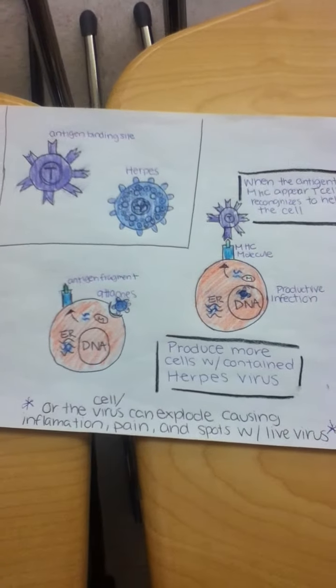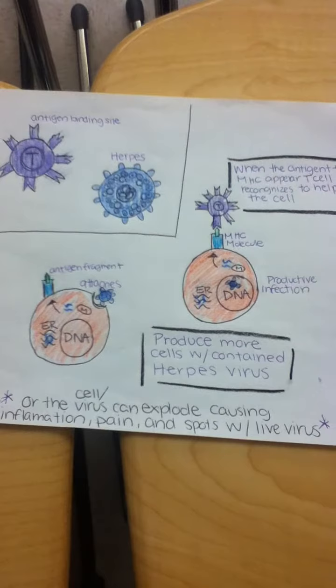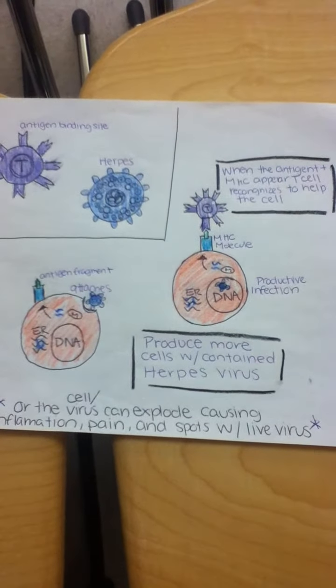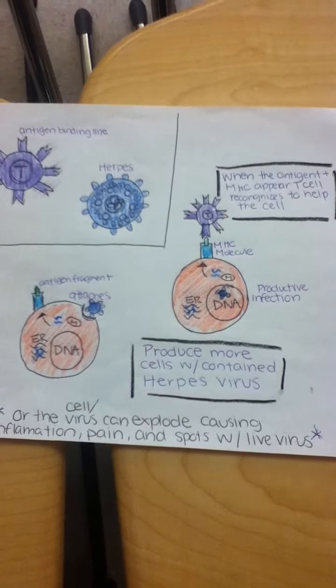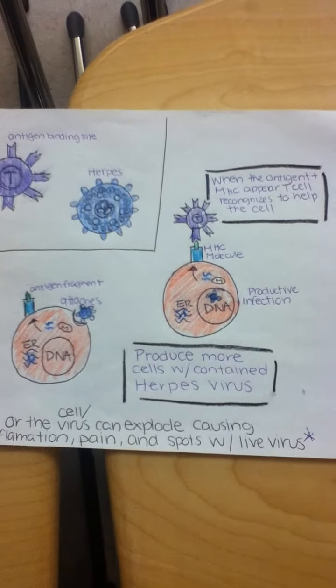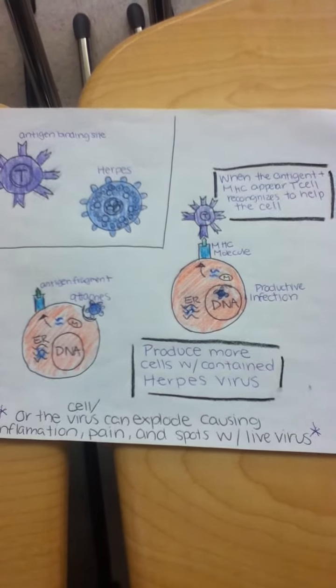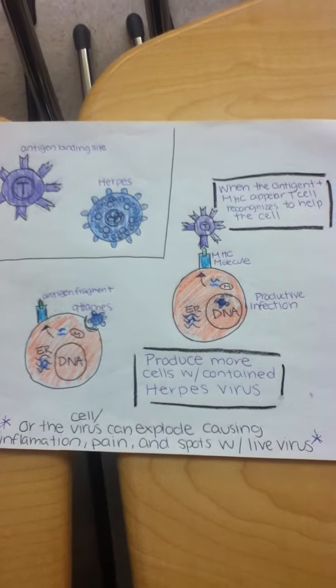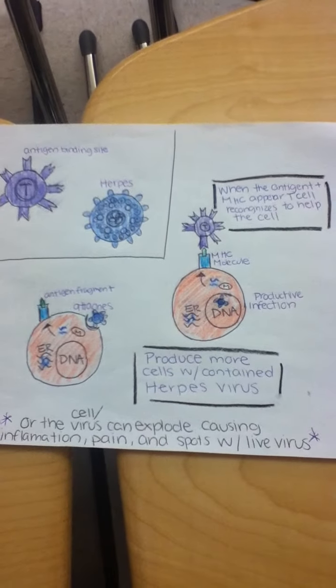T cells are used to immunize the cell that is infected with the herpes virus. The antigen and the MHC molecule appear to notify the T cell to help it. Then the herpes virus affects the cell by entering through the cell and leaving strands of its own DNA throughout the whole cell. But as soon as it penetrates the nucleus, it infects the whole cell.